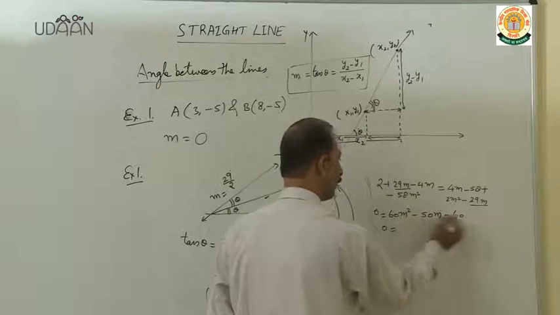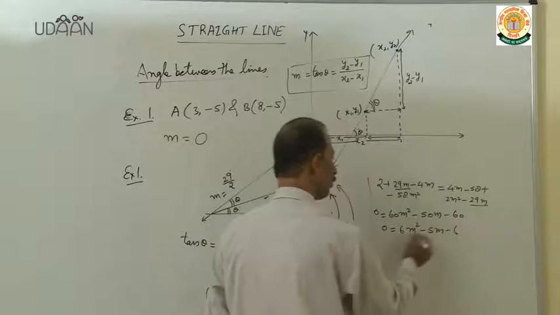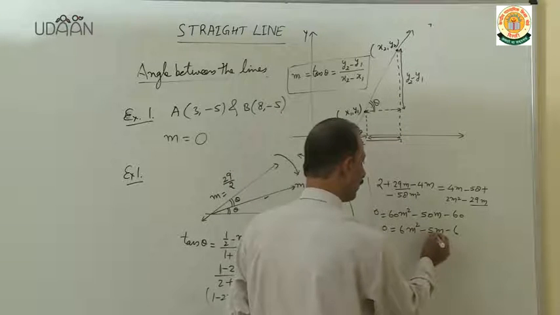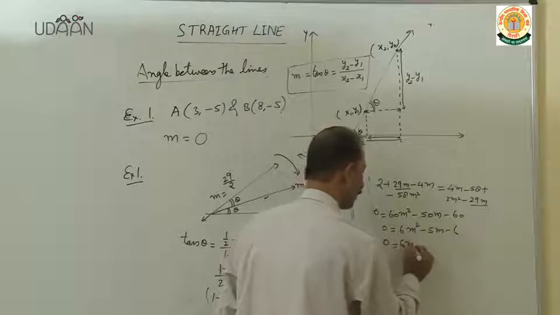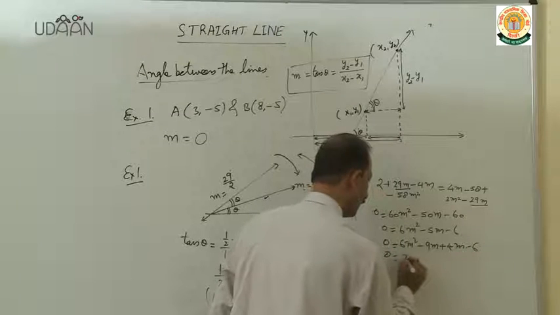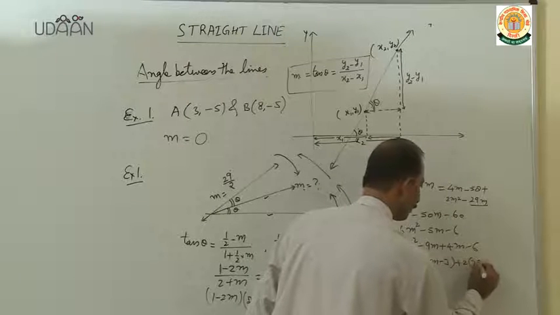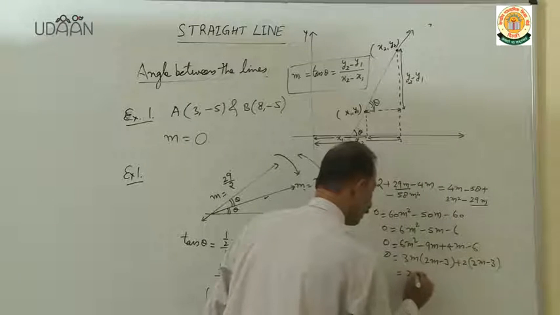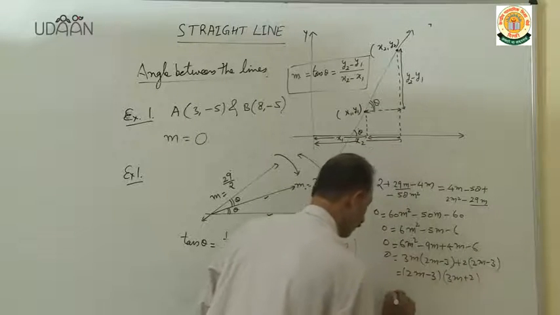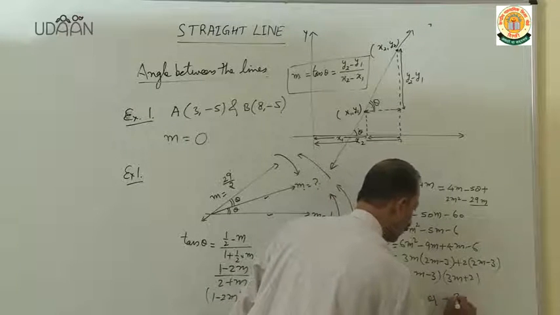So you will get, if you divide by 10, 6m square minus 5m minus 6. Now find the factors using splitting of the middle term. So 36, difference will be 5. So you can say 9m and 4m. So you will get here 2m minus 3 and 3m plus 2. So m value is 3 by 2 or minus 2 by 3.